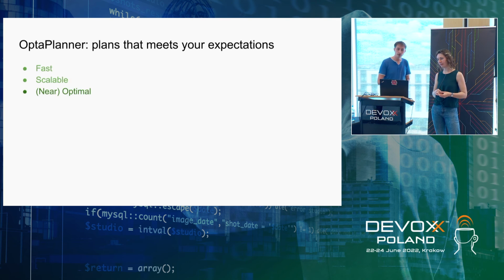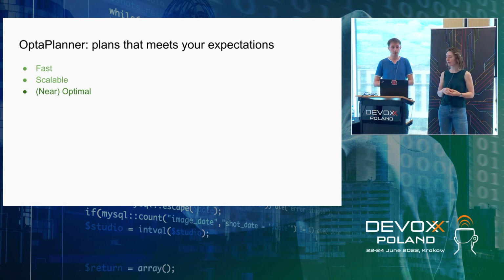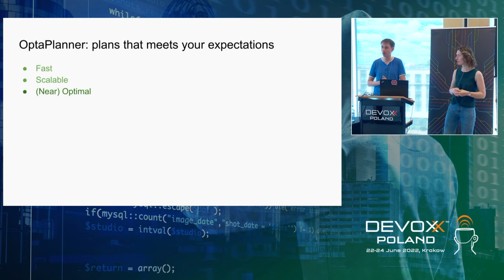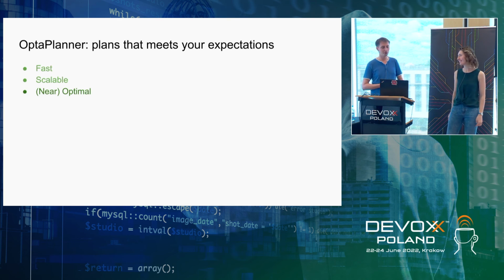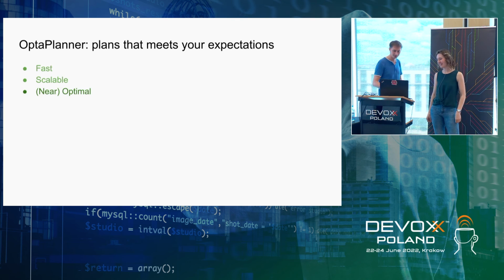So Optaplanner, open source Apache licensed library. You just use it. It's fast. It's scalable. These algorithms, or you write those algorithms yourself, and that took us a few years. And it's near optimal, right? All right.